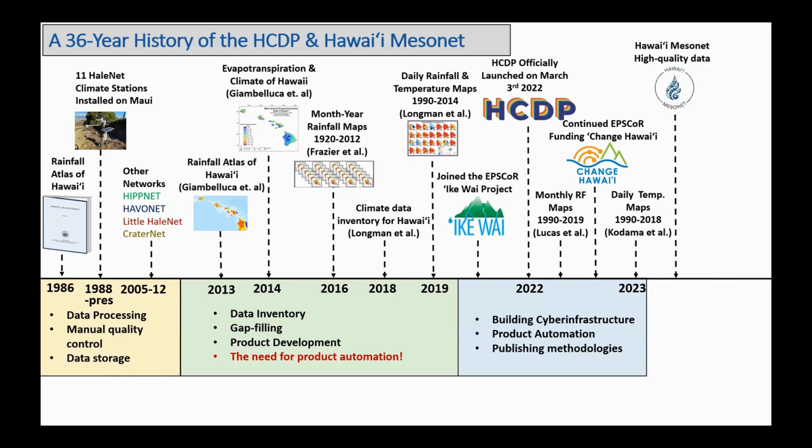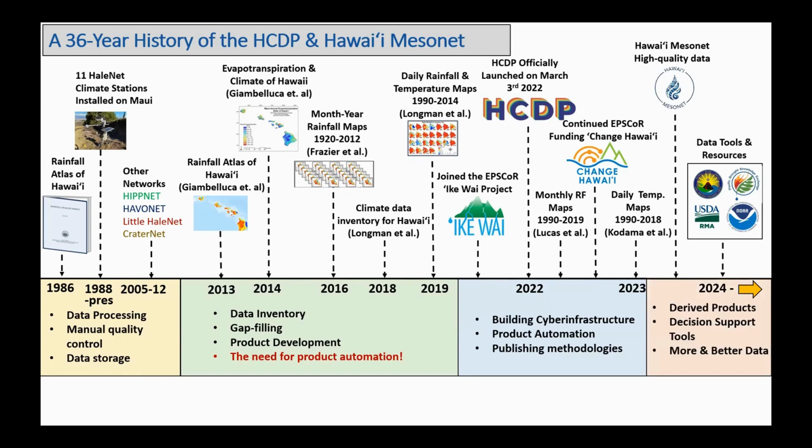And now we're into this new stage here. We have more data coming in through the Hawaii Mesonet. It's an effort to have 100 climate stations reporting data in real time. And then we're also developing a ton of tools and resources and working with partners to make this data accessible to a wide range of applications and to people. So this final period that we're in right now is about derived products, decision support tools, and looking at more and better data.